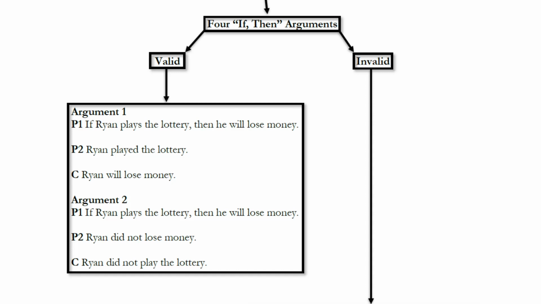One of these valid arguments we will call argument 1. Premise 1, if Ryan plays the lottery, then he will lose money. Premise 2, Ryan played the lottery. Conclusion, Ryan will lose money. In addition, another one we will call argument 2. It starts with the same initial if-then statement. If Ryan plays the lottery, then he will lose money. But then we are told that because Ryan did not lose money, therefore Ryan did not play the lottery.